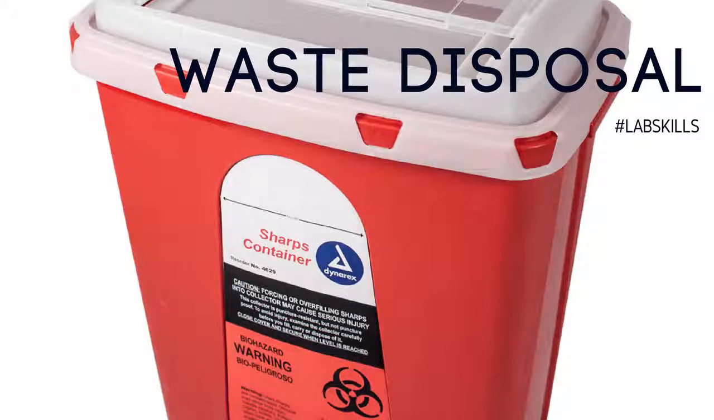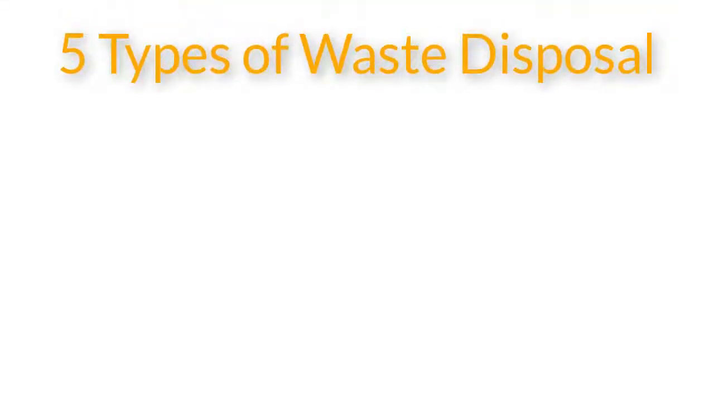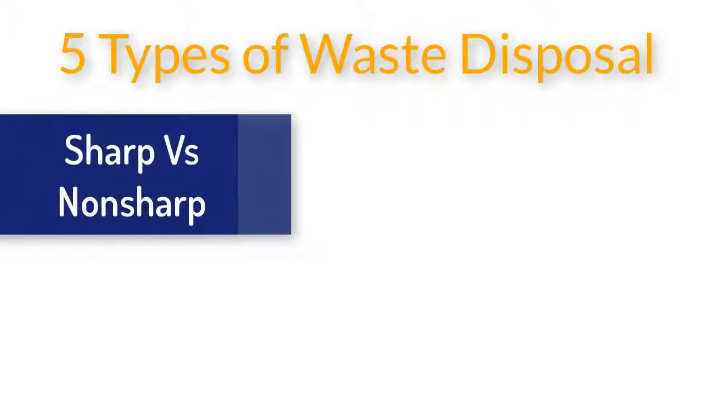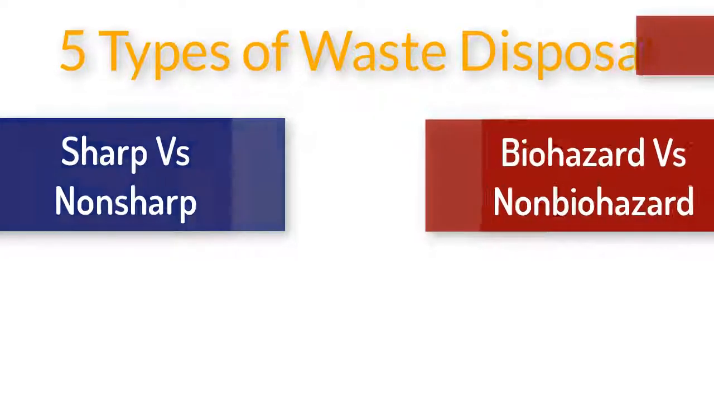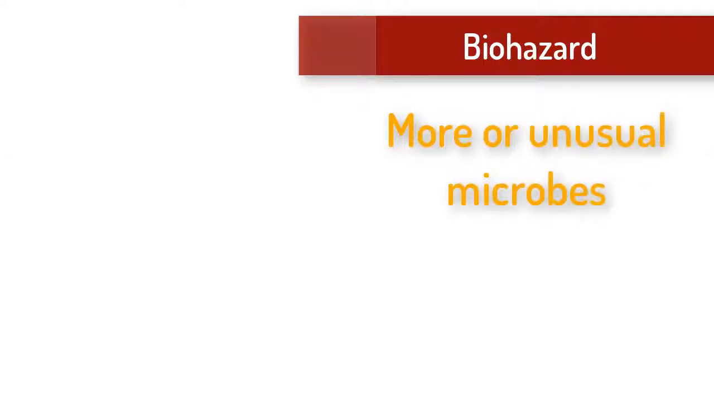Today I'd like to talk to you about proper waste disposal in the microbiology lab. There are 5 separate types of waste disposal containers in the micro lab. They're designated in 2 ways: those items that are sharp or non-sharp, and those items that are or are not a biohazard. For our purposes, the definition of the word infectious or biohazard will mean that the item has more living microbes or unusual living microbes on it than an everyday item.